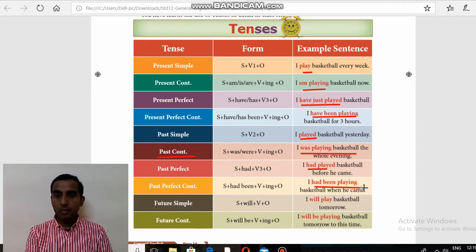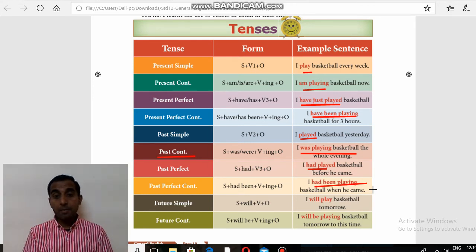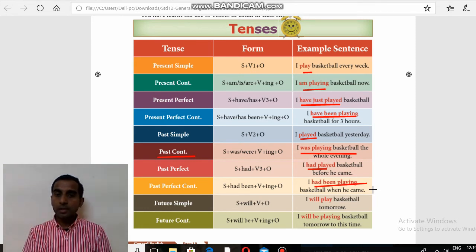And the next one is perfect continuous, past perfect continuous: had been playing. What it means is the action started in the past very long before and it is over. I had been playing basketball when he came. So when he came, the action is over. So these are the 4 forms for past tense as well. And the same thing applies for present and future tense as well.